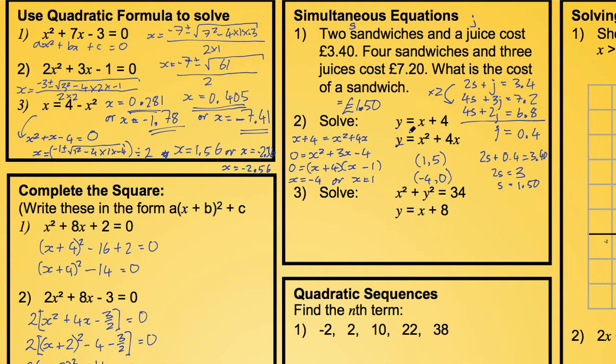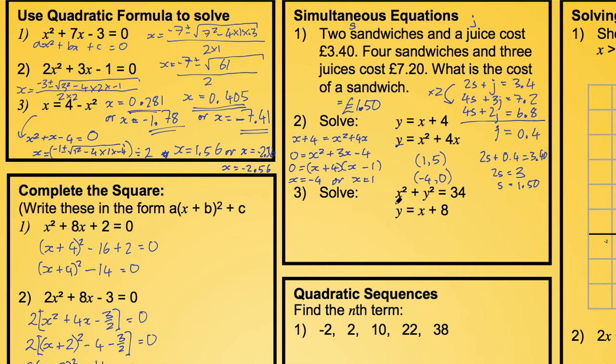And we just check both of those with the second equation. 1 squared plus 4 times 1 is 5. That works. Minus 4 squared is 16. 16 plus 4 times minus 4, that's 16 minus 16, gives you the result 0, so that one works as well.